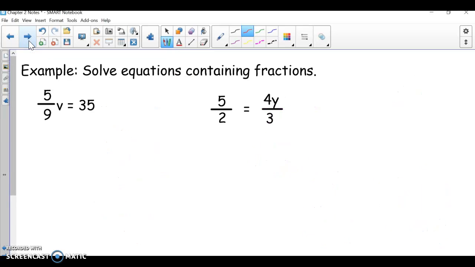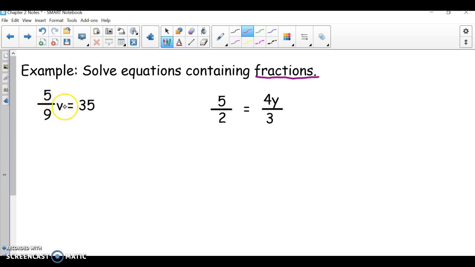This last page of notes is very similar, but a little bit scary for some of us because this one is solving equations containing fractions. And I do not want to change fractions to decimals. I want to keep them as fractions and just work through them, because when we go to decimals, our calculator will have to round them off. This first problem says 5/9 times v equals 35.